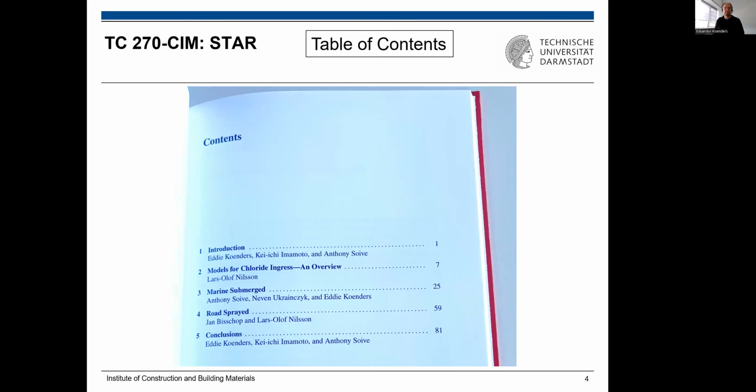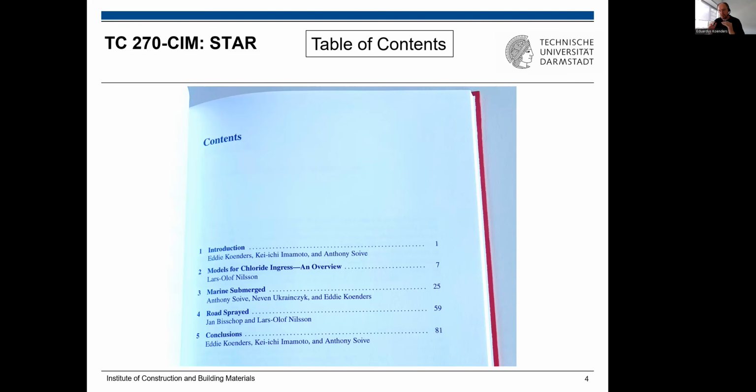So first, the introduction, of course, explaining everything, the idea behind this whole committee, and also how we set up the state-of-the-art report. Then there is an overview of the chloride ingress models. Let's say some theory behind it, what theory do you need, mathematical formulations, right? So differential equations, how you can describe chloride ingress in concrete, in porous medium. And then finally also more details on the models we used.